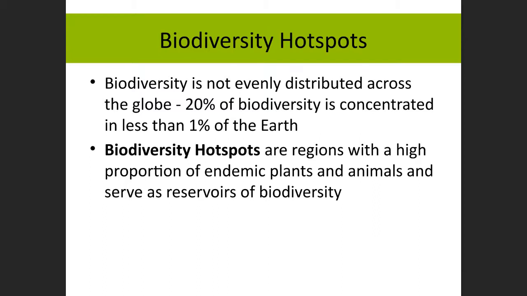So, then when we think about biodiversity, there are different ways to think about it and where it's distributed. And there are some certain hot spots on the globe because biodiversity is not evenly distributed across the world. A lot of different animal species is concentrated in a small part of the globe. So these are called hotspots. They have a lot of endemic species, which means species that exist there and nowhere else. And these are really big reservoirs of biodiversity.